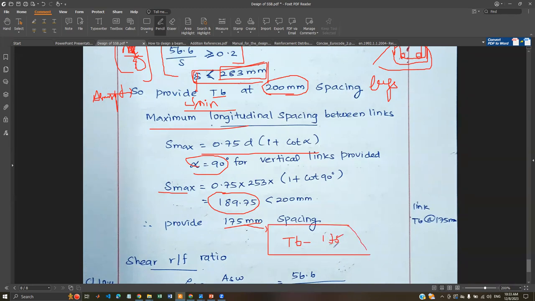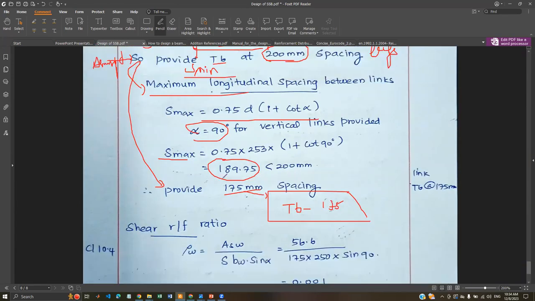So what we do is first make the assumption, and then we check the same thing against whatever is mentioned in the code, and we validate whether our assumption is in the range or not. If it is not, what we generally do is change the assumption, and we exactly get the values that are mentioned in the Eurocode. So that's what we are doing here.